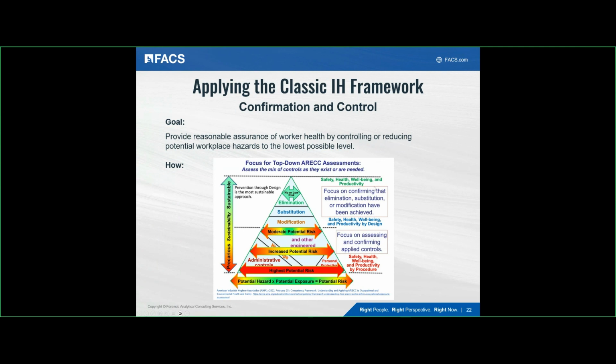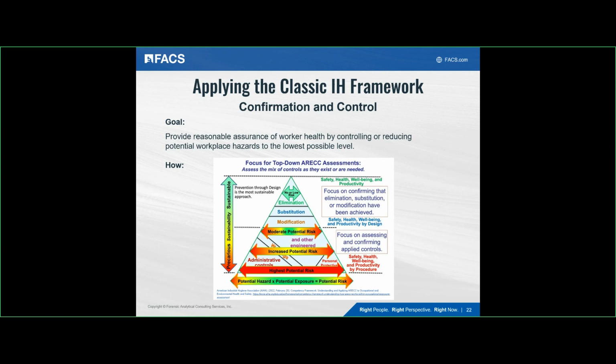This hierarchy, similar to others, right, begins with elimination at the top, substitution, going down further to administrative controls, and finally, personal protective equipment, right, the absolute bottom of the pyramid. Elimination of the process, equipment, or materials that give rise to the hazard or allows the exposure to actually happen is obviously the most effective way to manage and control your risks.